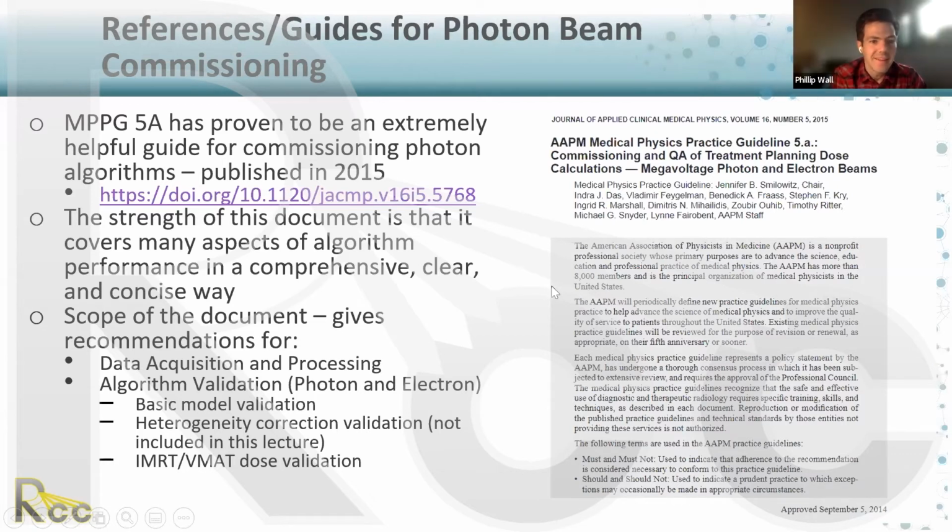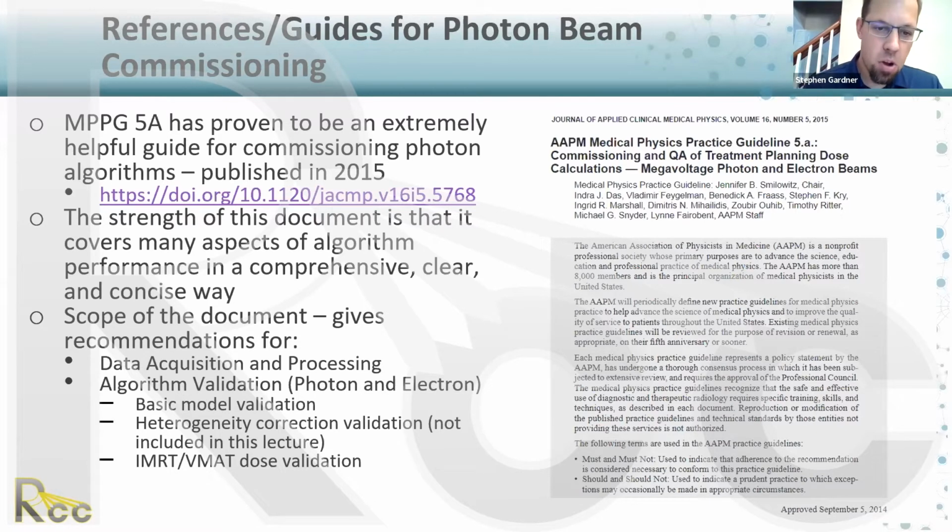Awesome. Thank you. So starting off, remember this section is spot checking, a quick and comprehensive spot check of your planning system. So MPPG, the Medical Physics Practice Guideline 5A, was published in 2015. The overall task for this group and this report was to give a comprehensive set of tests. It's really tailor-made for the starting point of this lecture. I really like this document. We use this document in our clinic to guide what tests we do to make sure that we have our bases covered when we're commissioning a new algorithm, a new machine. So it really does cover many aspects of algorithm performance in a comprehensive, clear, and concise way.